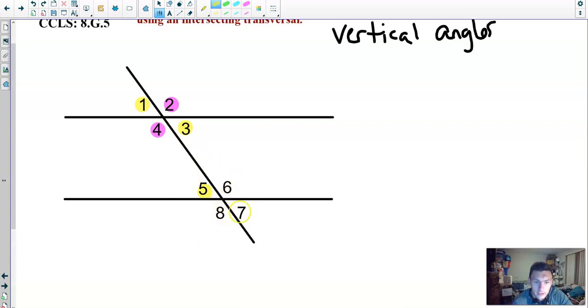Hopefully you're thinking angle 7. So I can put a yellow dot on 7. But I already knew that 5 and 7 were equal because they are vertical angles. They're across from each other.